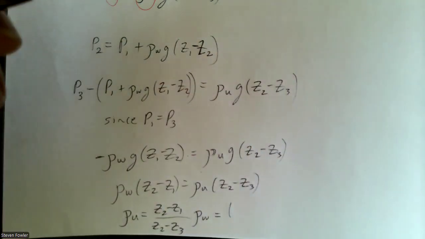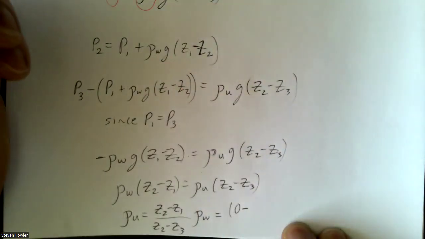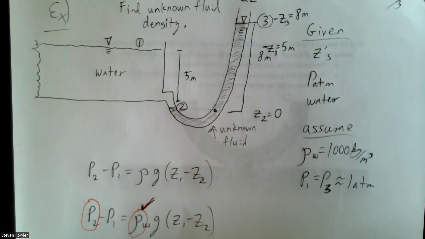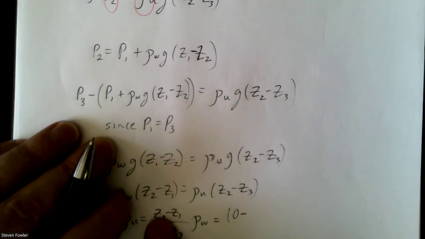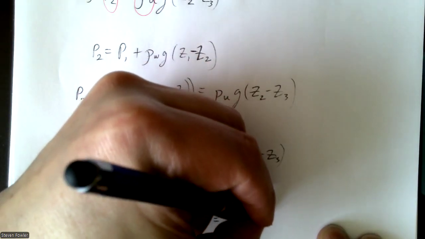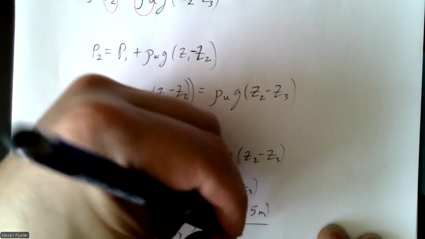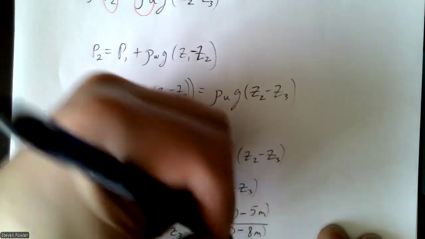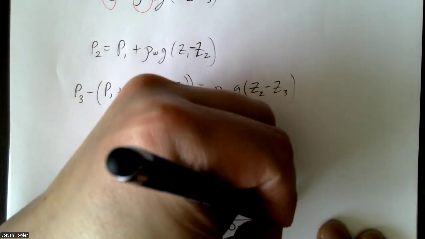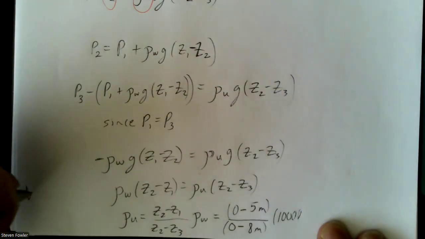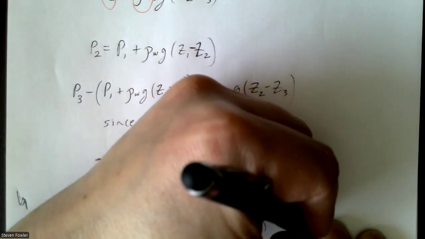So what do we got here? Z2 we've said is 0. Z1 we've decided is... we can go all the way back up here, right? Z2 is 0, Z1 is a positive 5 meters, and Z3 is a positive 8 meters. So Z2 minus Z1 is 0 minus 5 meters, divided by 0 minus 8 meters, times the density of water, which is 1,000 kilograms per meter cubed.